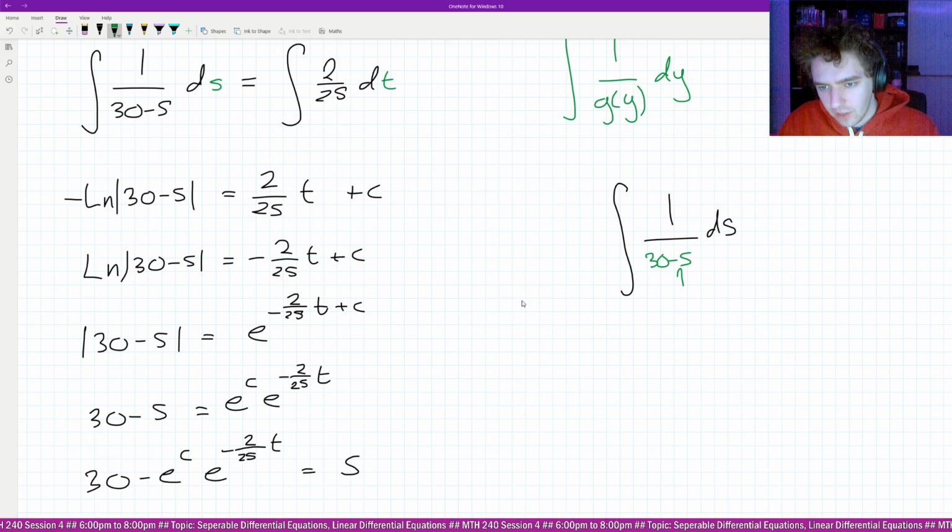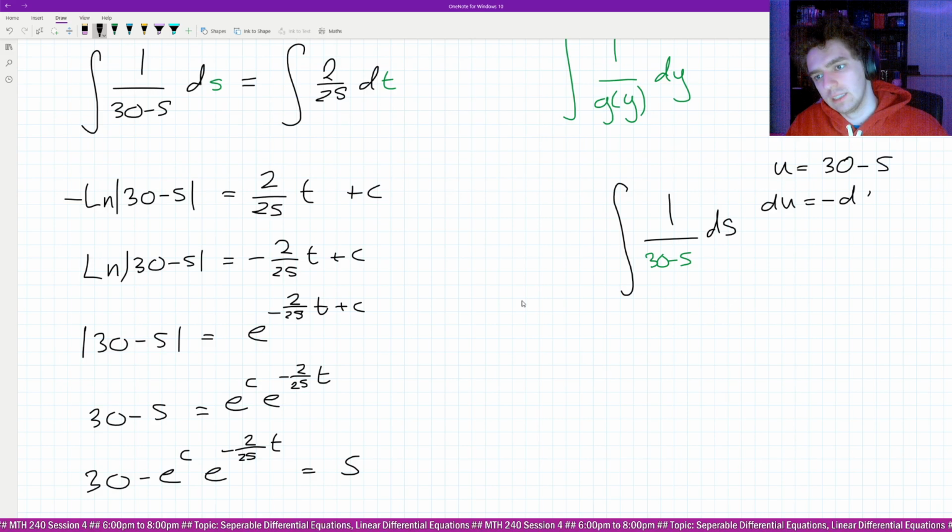Whenever you do an integration like this with 1 over something and you do the ln of it, you're really doing a u sub. So u equals 30 minus s, du equals negative ds. So negative integral 1 over u du equals negative ln absolute value u, which equals negative ln 30 minus s plus c. Does that make sense?